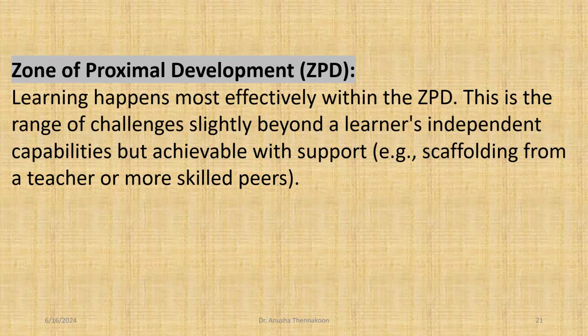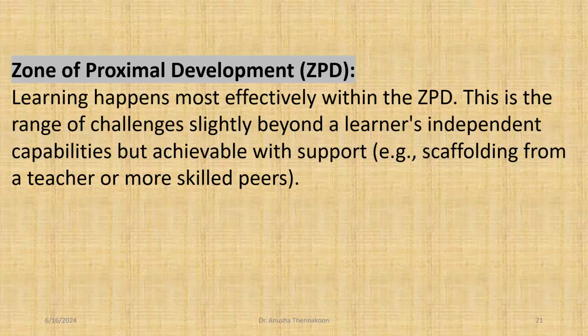Okay, zone of proximal development. Learning happens most effectively within the zone of proximal development. This is the range of challenges slightly beyond learners' independent capabilities, but achievable with support. So earlier I told you about this. Zone of proximal development means the gap between what a learner can do individually and what a learner can do with the support of the teachers, through scaffolding from a teacher or more skilled peers.